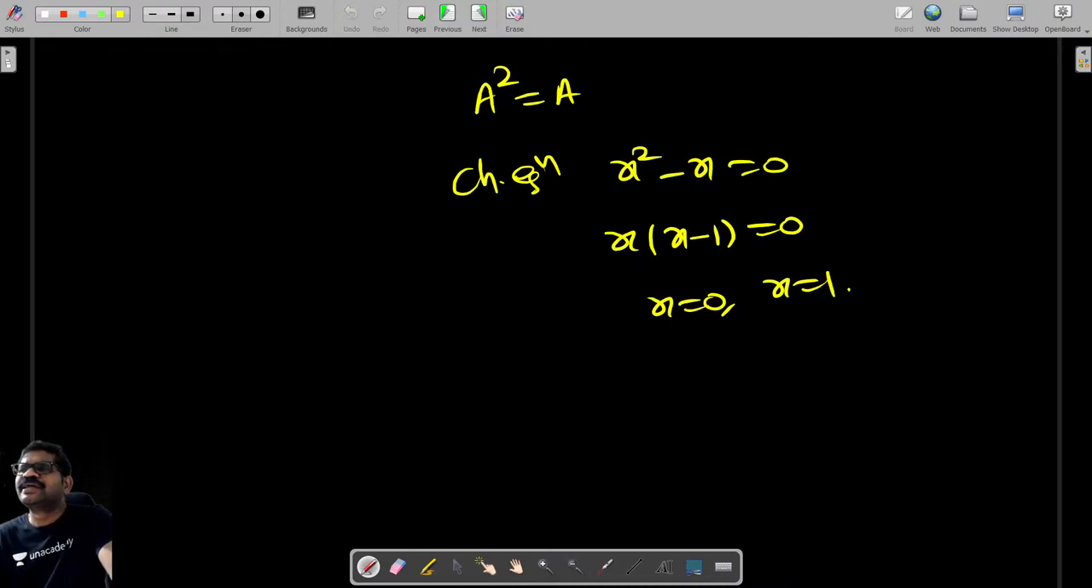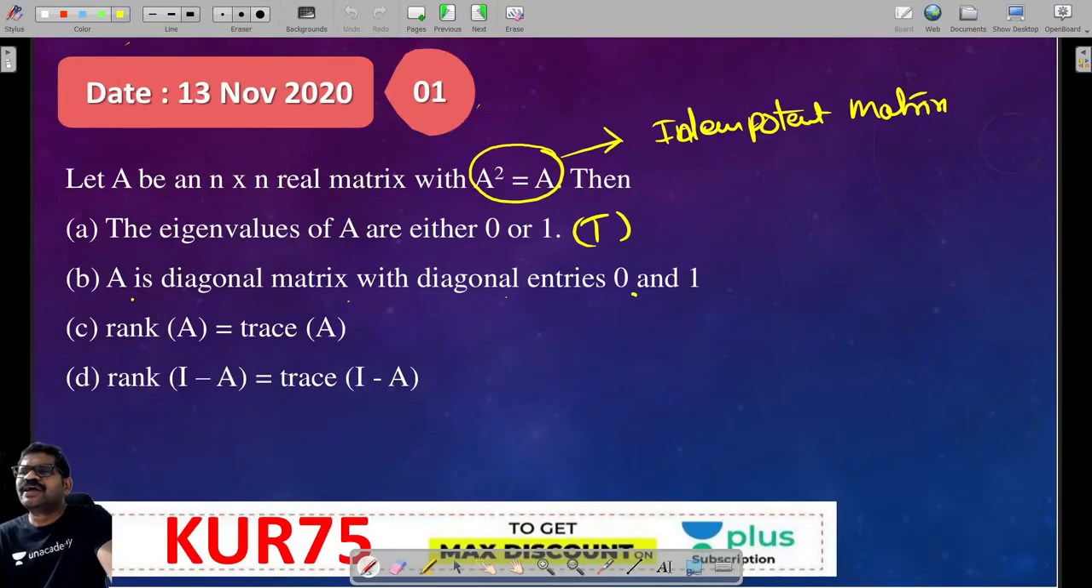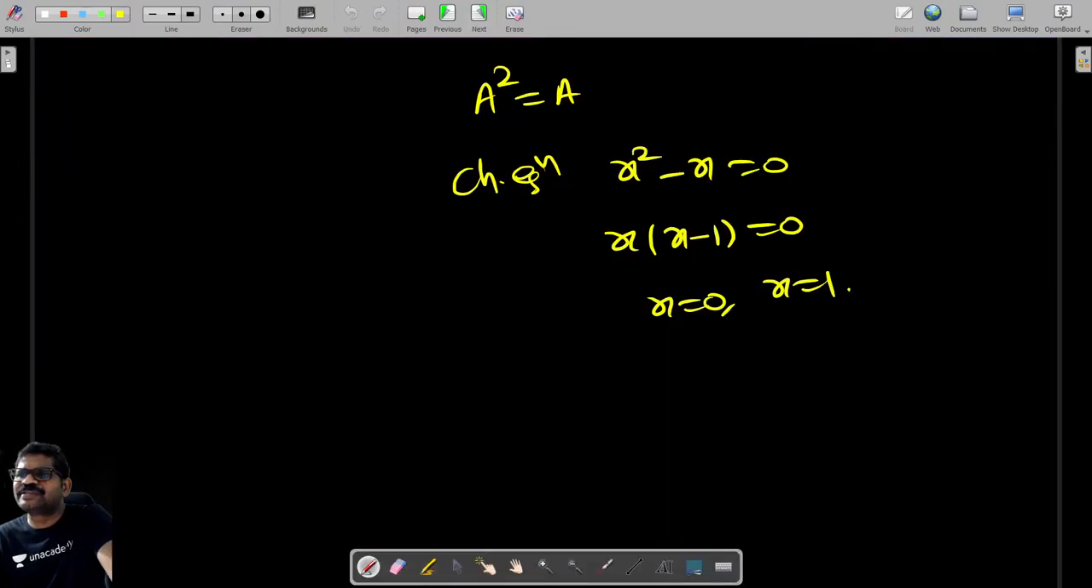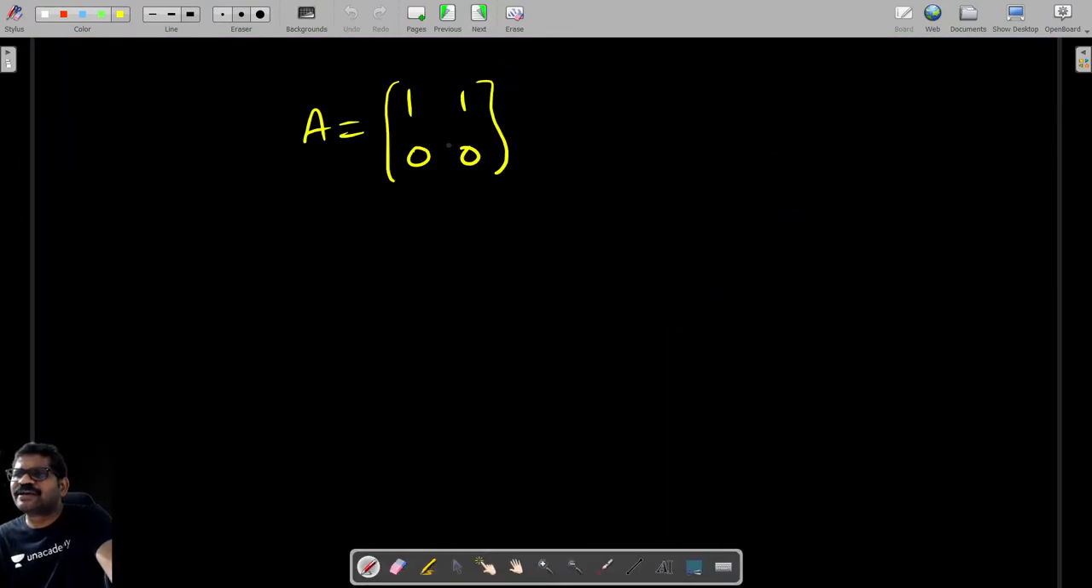What did he say? A diagonal matrix with diagonal entries 0 and 1. A is not a diagonal matrix here. Here I have taken a non-diagonal matrix. Diagonal entries I have taken 1 and 0, but it is not a diagonal matrix.